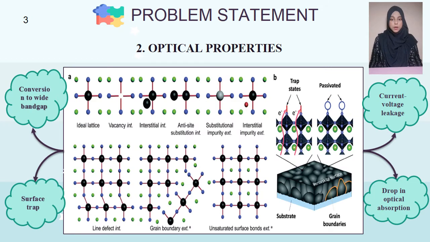Meanwhile, the common causes of optical degradation are conversion to a wide bandgap, surface traps, current-voltage leakage, and finally a drop in the optical absorption of the perovskite solar cells.